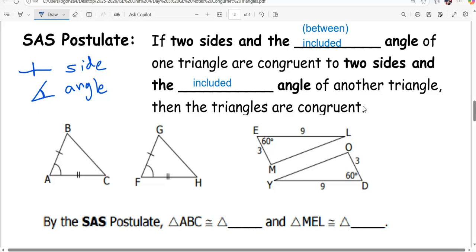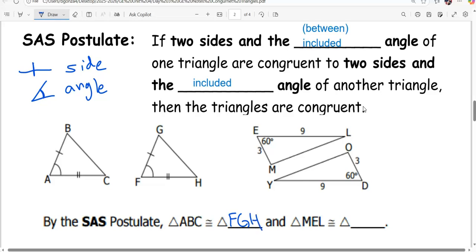What does ABC match up with over here? What three letters? What does ABC match with over here? FGH. There you go. Thank you very much.